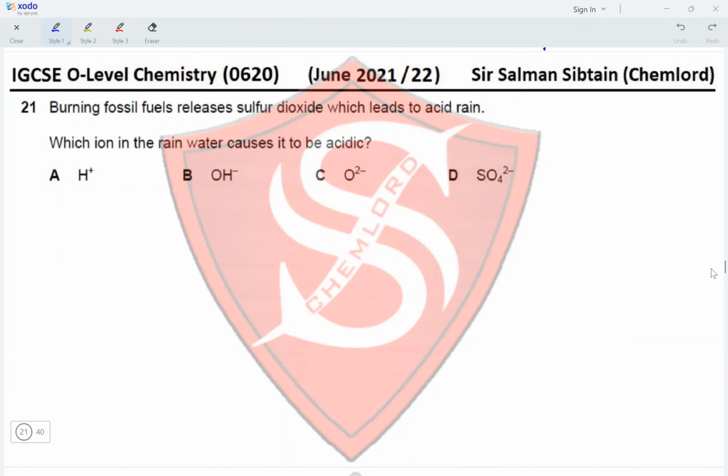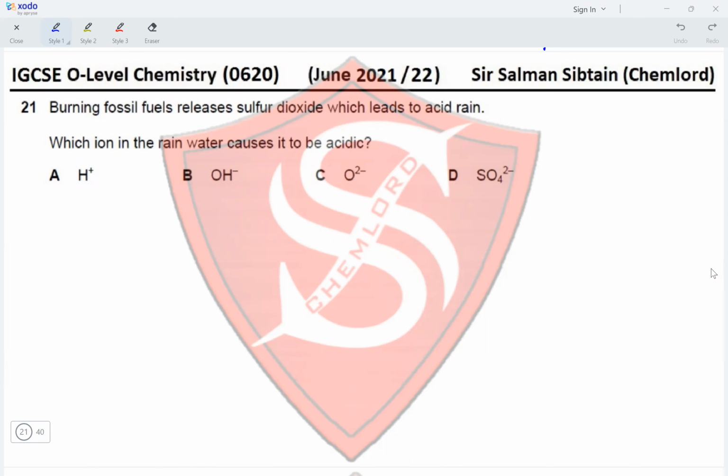Hi guys, this is IGCSE O-Level Chemistry, paper 22, extended MCQs, June 2021, question 21. Burning fossil fuels releases sulfur dioxide which leads to acid rain. Which ion in the rainwater causes it to be acidic?